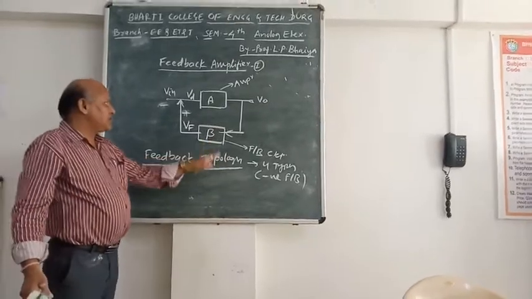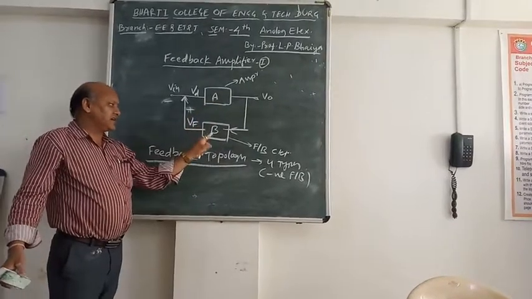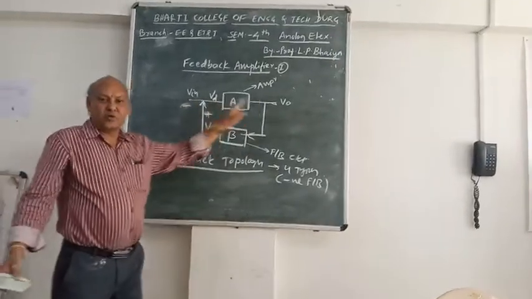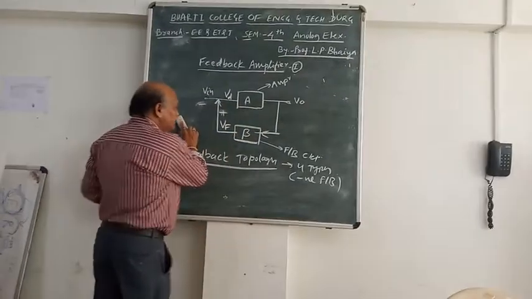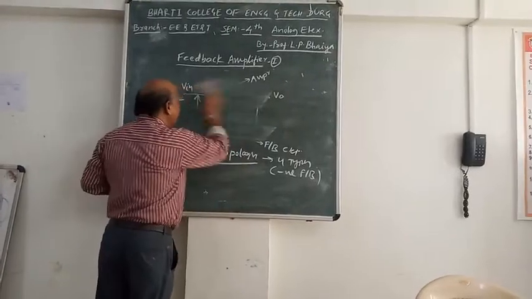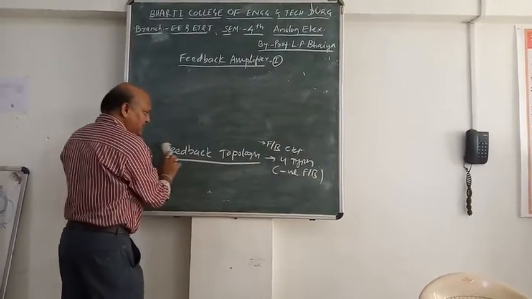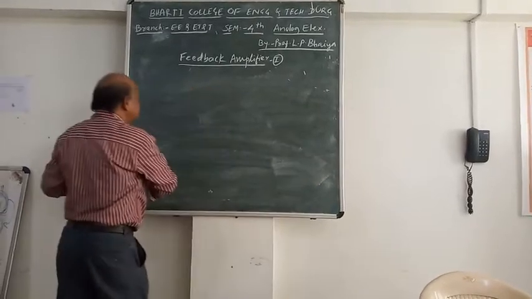This is called topologies: how this amplifier is connected with the feedback circuit and how the input and outputs are connected. Now I can remove this diagram and I will tell you the topology of this feedback amplifier. This is called topology. Four types of topologies are there.